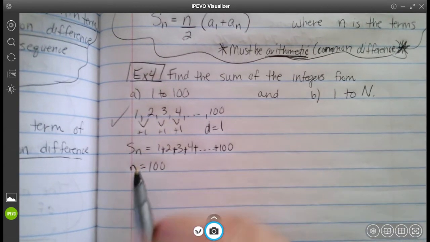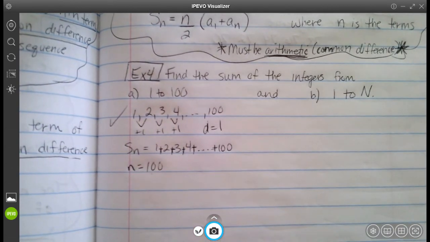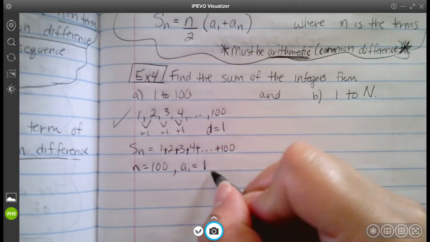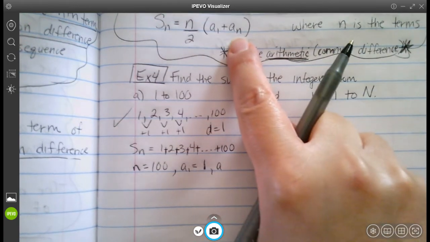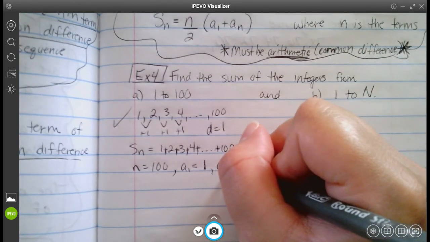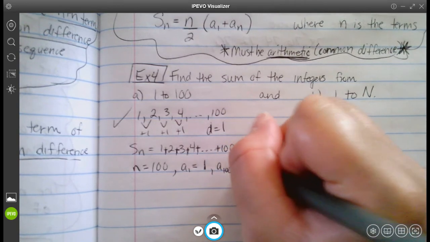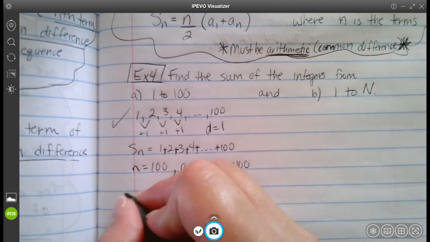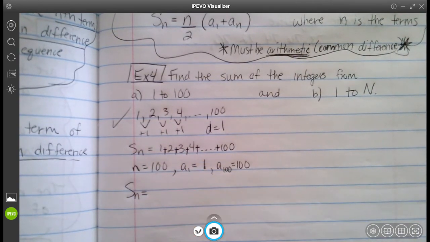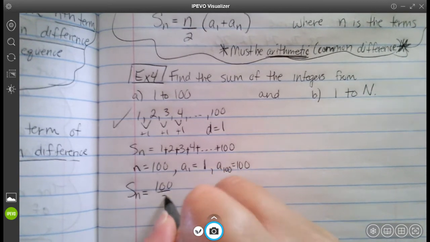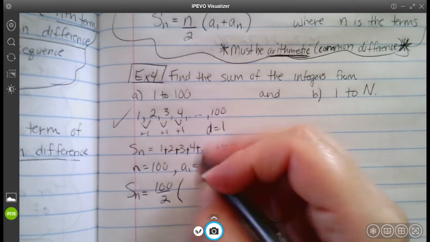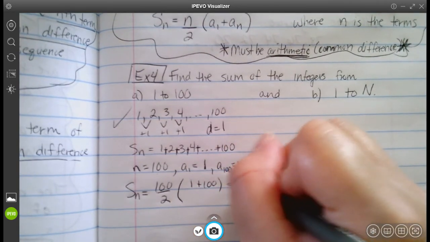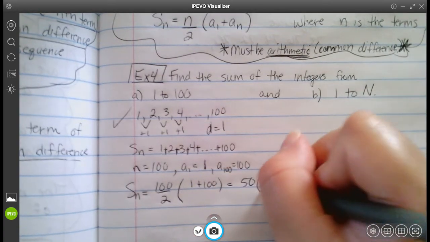Okay, S of n. n is going to be, there's 100 terms, and we also need to know a of 1. So a of 1 is our first term, and then a of n would be a of 100, which is, well, just 100, because it's the last term. So let's just plug everything in. We're going to have that the sum of all these integers is going to be 100 divided by 2 times my first term plus the last term. Very simple. This is 50 times 1 plus 100, which is 101.